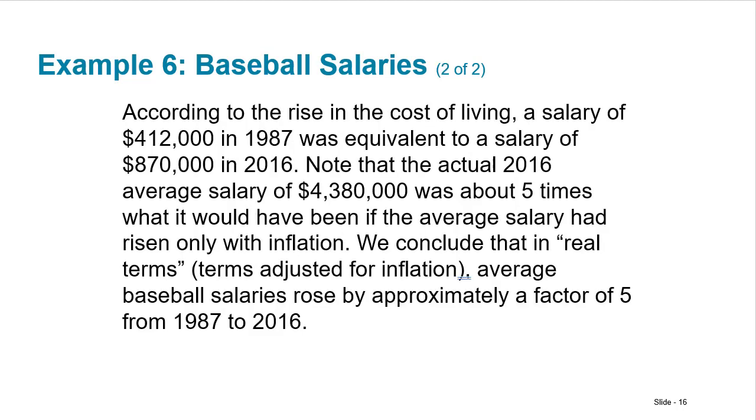Now, according to the rise in the cost of living, a salary of 412 would be 870, and you can see that the actual salary of 4.3 million is about 5 times what it would have been if the average salary had just risen with inflation. So obviously, the pay has gone up a lot more than just based on inflation. Okay, and that's basically index numbers.